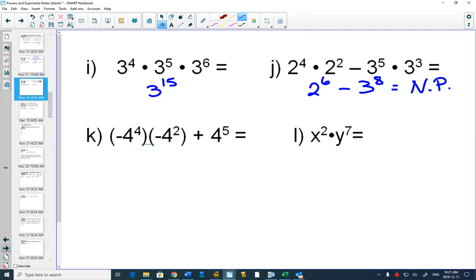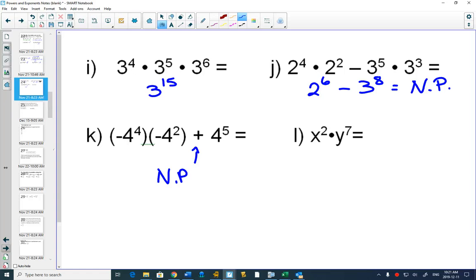Okay. So again, this one with the adding here will be not possible either to write as a single power. Again, you could type it into your calculator and get an answer, but you can't write it as a single power. So when it's adding, it's not possible? If you're trying to write it as a single power, when it's adding, it's not possible.